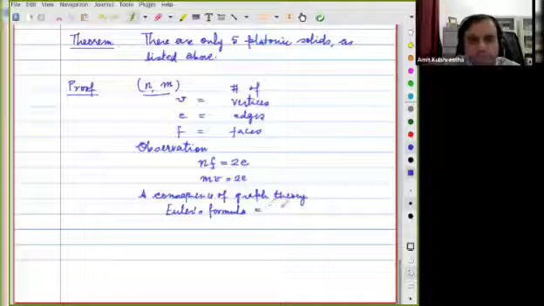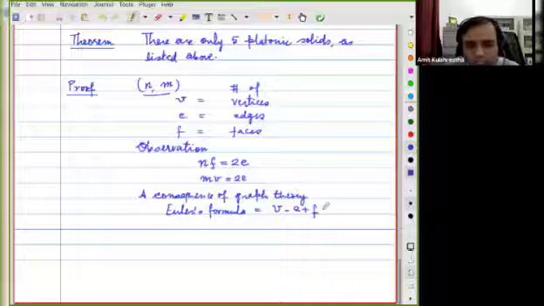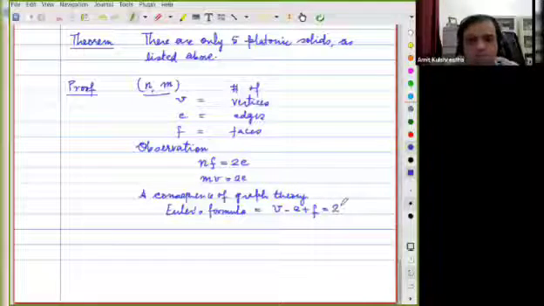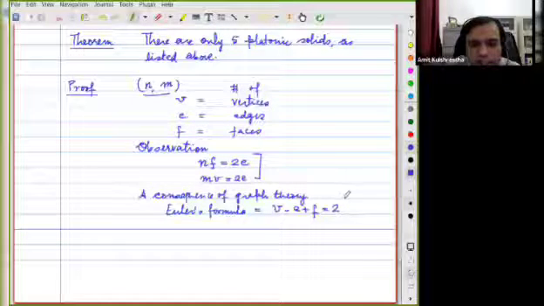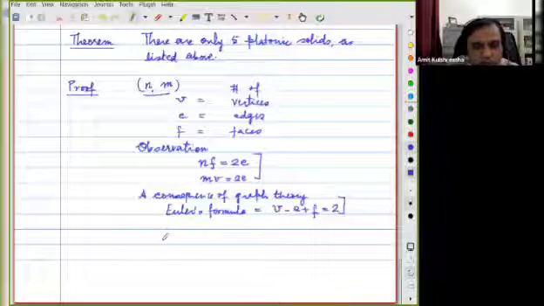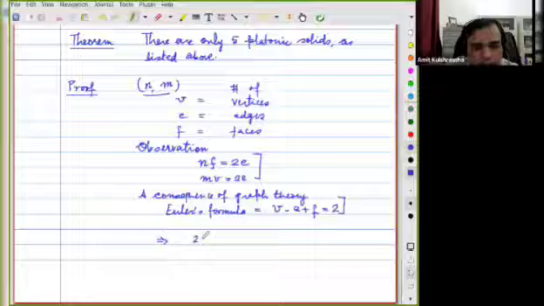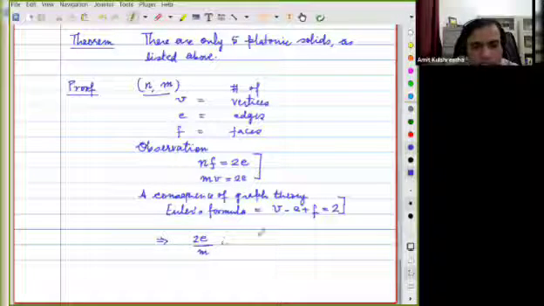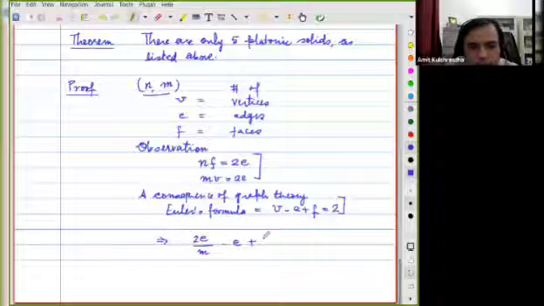So what Euler's formula says is V minus E plus F, not just for platonic solids, but for any graph, is always 2. And now I combine this fact with these two. So what do I get? Therefore, in place of V, I can write 2E by M, minus, in place of E, I just write E, and in place of F, I write 2E by N. And that is 2.